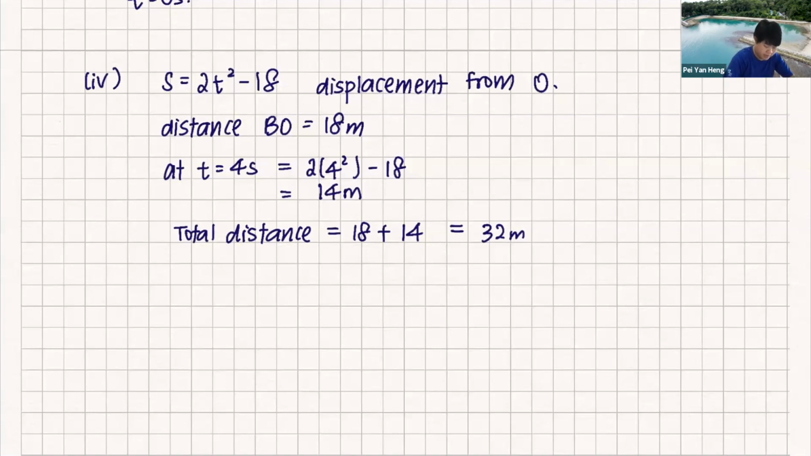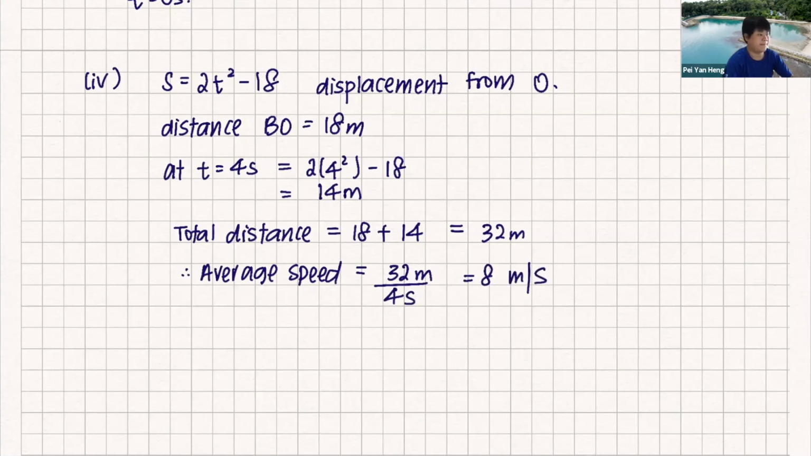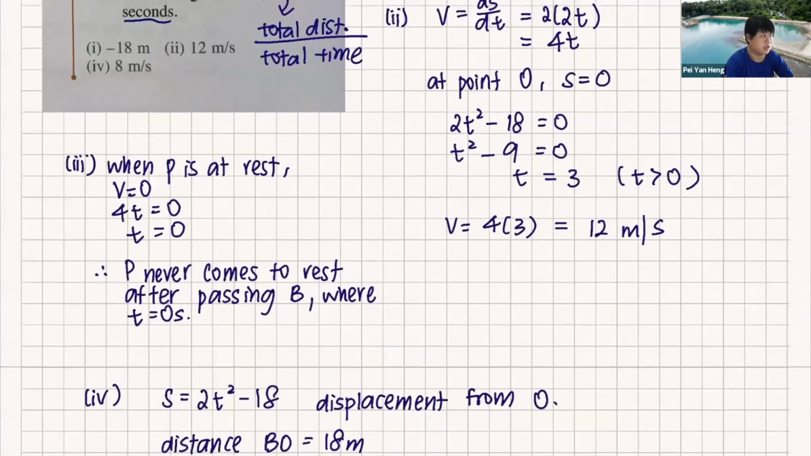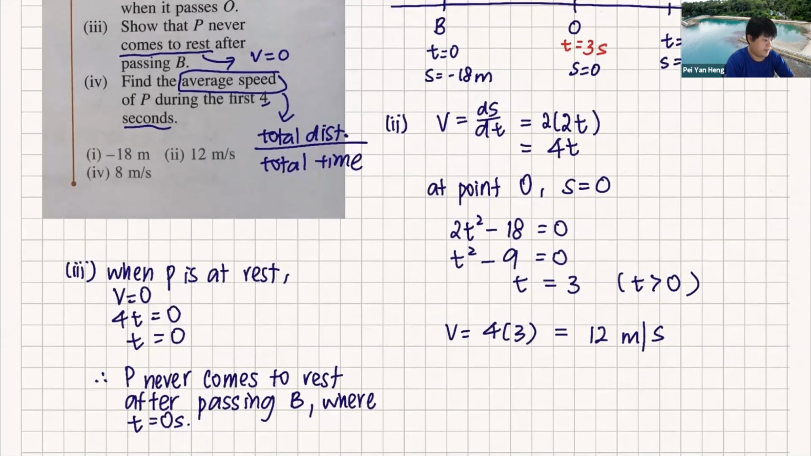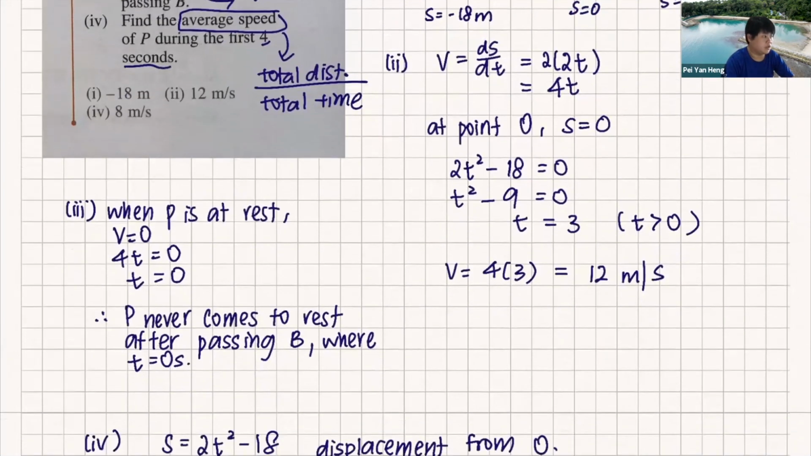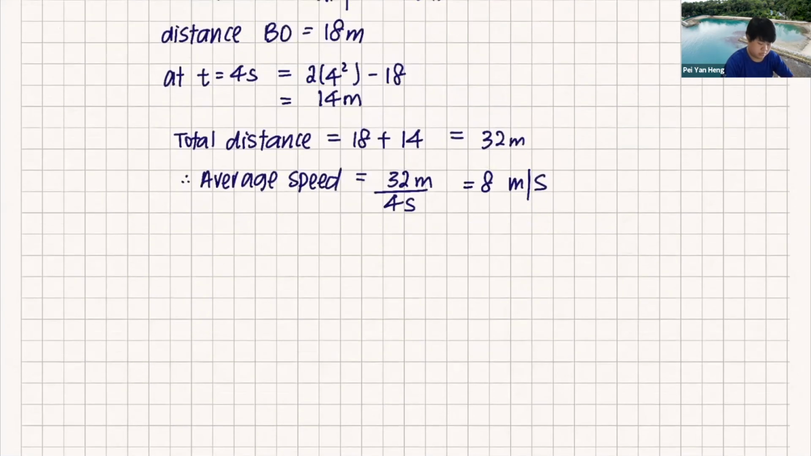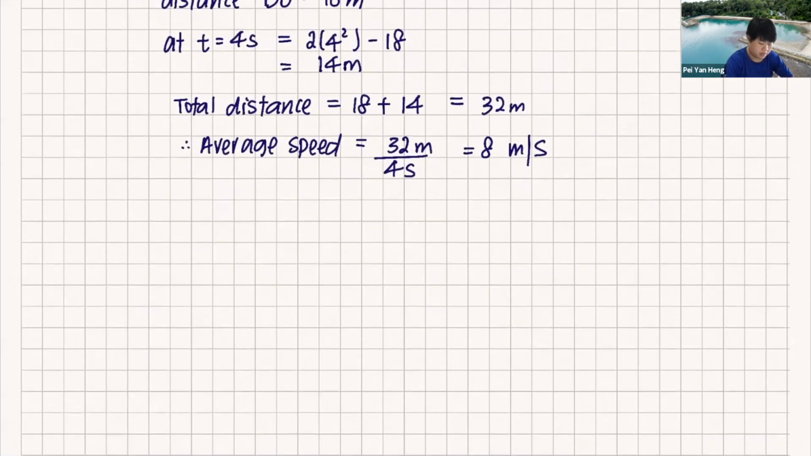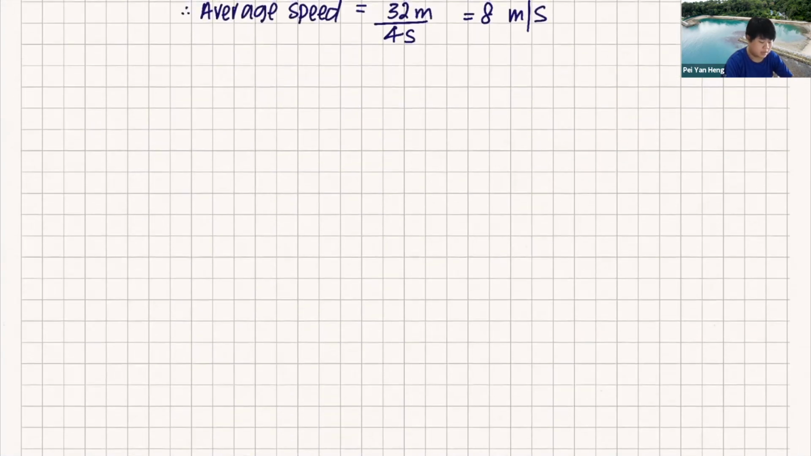Therefore my average speed would be 32 meters over 4 seconds, and this gives me 8 meters per second. That's your answer: 8 meters per second. So this is for try 2. Because it is a pre-recorded lesson, you can always pause and go back to whichever section you need. I'm going to move on.